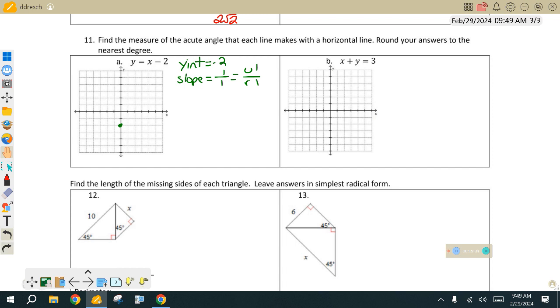And I like to give myself as many points as I can. Up 1, right 1, up 1, right 1, up 1, right 1. And then I always tell my kids to reverse up 1, right 1. What does that reverse mean? Down 1, left 1.